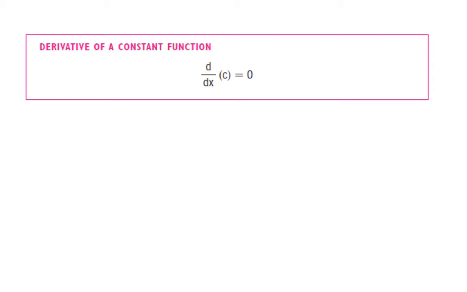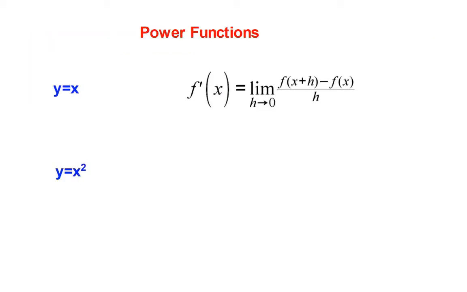And that's what the first formula tells us, that the derivative of a constant is equal to 0. So make sure you write that one down and remember it. Next thing we're going to look at is power functions. And we're going to find the limit of each of these.